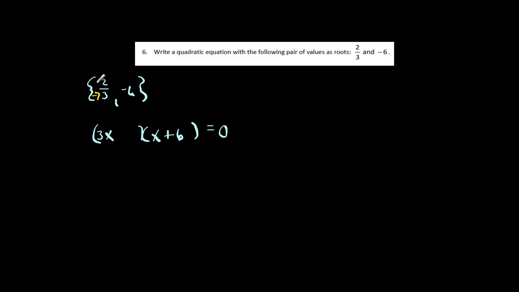You take the opposite of the sign, just like we did here. The negative became a positive. The positive over here became a negative. And then the numerator always comes afterwards. So 3x minus 2 times x plus 6.